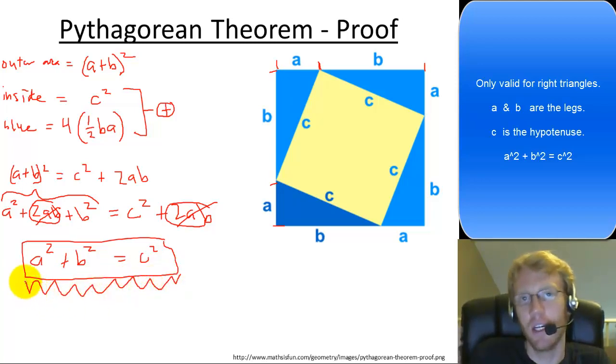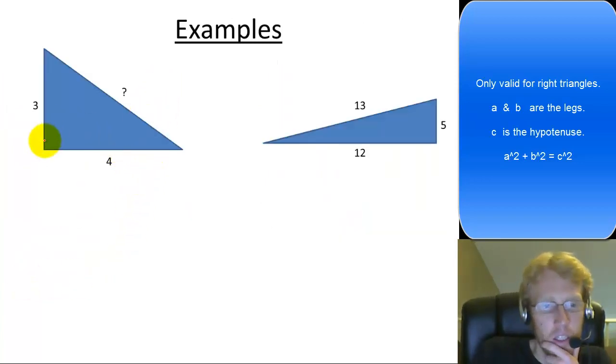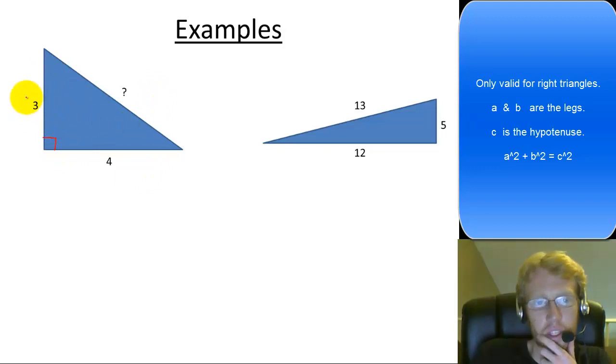And it's neat because if you know two sides of a triangle, you can find the third side. So let's try a couple examples. Suppose we have a right triangle right here with side length 3 on this side and 4 on this side. So these are two legs, right? So it might be nice to write A equals here and B equals.